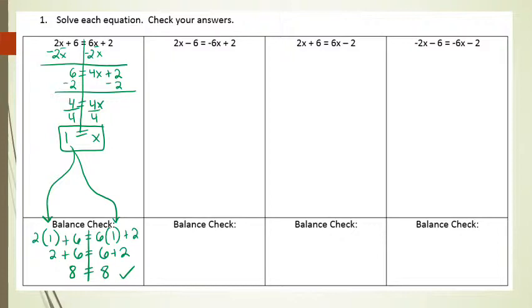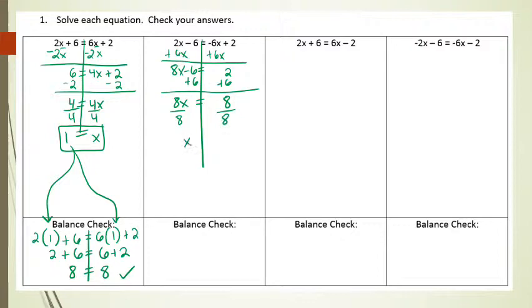Let's look at the next one. Drawing a line down the middle. And again, I'm going to try to get my like terms together. And maybe I would add 6x to each side. Again, you could start by combining the x terms together or combining the number terms together. And so here I get 8x minus 6 equals 2. Now I'm going to add 6 to each side so that I can get rid of the minus 6 that's with the 8x, because again, I want to get closer to having x by itself. So 8x equals 8. I'm going to divide each side by 8 so that I can get x alone. X equals 1. Looks familiar to the last one.